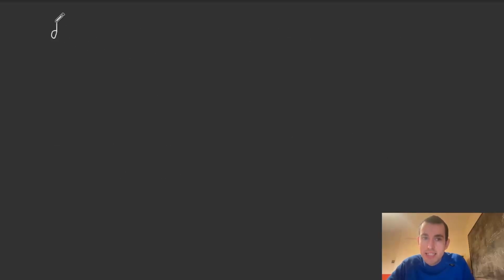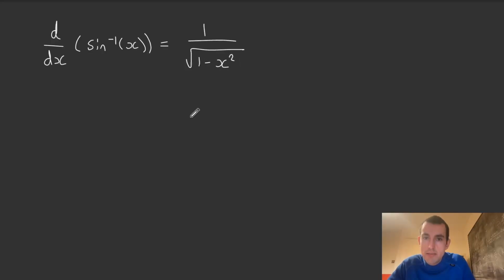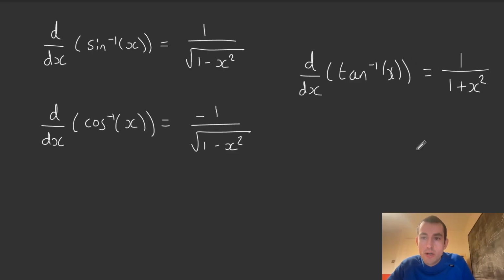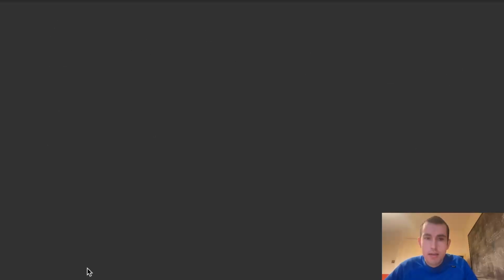As well as their identities, you'll also need to know the derivatives of the inverses of the trig functions. So this one is 1 over square root 1 minus x squared. This one is very similar, but the minus version. And this one is 1 over 1 plus x squared. These would be the most helpful if we have to integrate the inverse of the trig functions. With the formulas out of the way, let's get cracking with some examples.